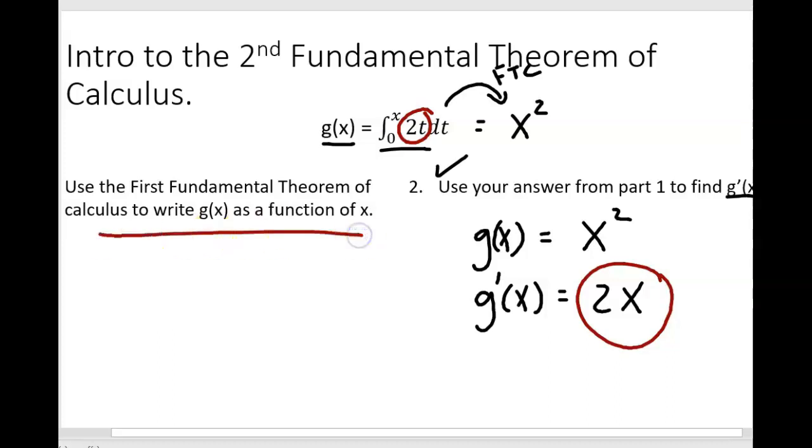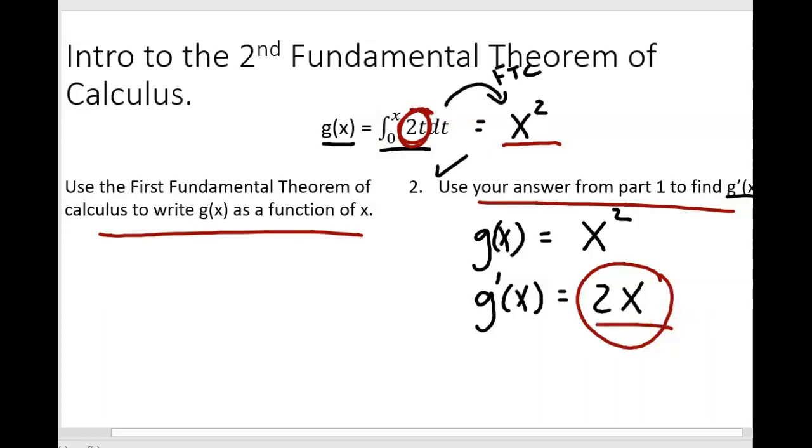If you integrate the function and then take the derivative of it, you're going to get right back to where you started. If you integrate 2t, you're going to get t squared. And if you take the derivative of that, you're going to get back to where you started. Why? Because integrals and derivatives are opposites of each other.